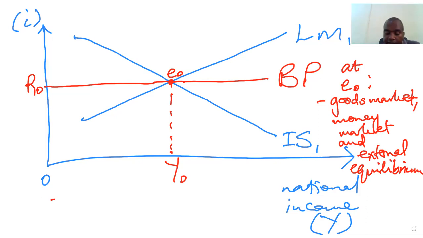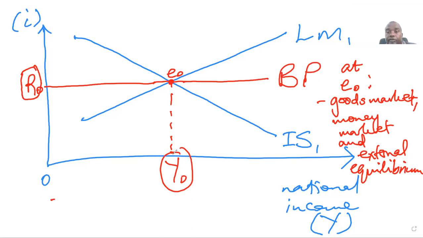And then the question at this point, before I pose the question, at this point we don't have a balance of payments deficit. We don't have a money market surplus or a real goods market surplus. We just have a general balance in the economy. There is no tendency for the economy to deviate from the interest rate of, say, R0 or from the level of national income of Y0.